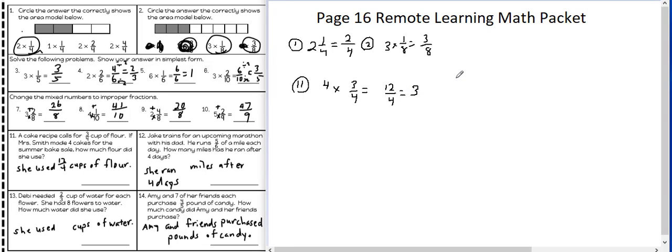All right, number 12. Jake trains for an upcoming marathon. Go Jake. With his dad. He runs 5/6 of a mile each day. He's going to need to run a lot farther than that to do a marathon. How many miles has he run after 4 days? So he runs 5/6 of a mile 4 days. So he does it 4 times. So 4 times 5/6. All right, 4 times 5 would be 20. Denominator stays the same. So it'd be 20/6.